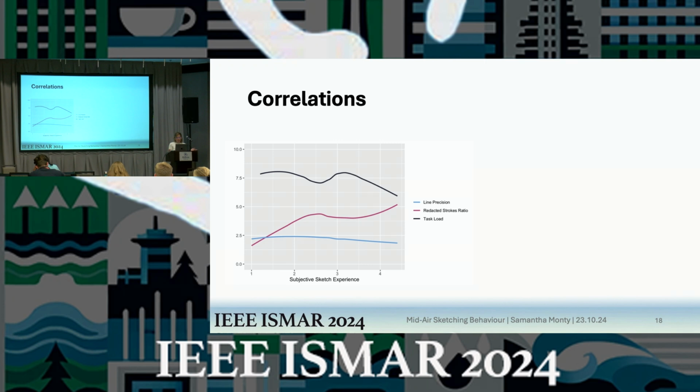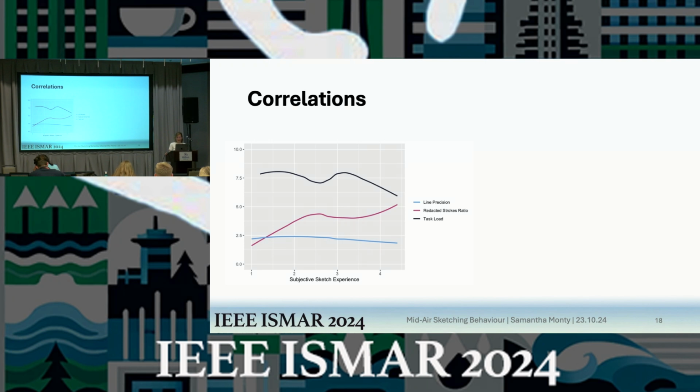We also found that there were 3 variables that correlate to the subjective sketch experience. We observed a moderate negative correlation to line precision. So the higher that participants rated the quality of the sketches, the poorer they reported their sketch experience, suggesting that when users focus on precision rather than expression, the total sketch experience diminishes.